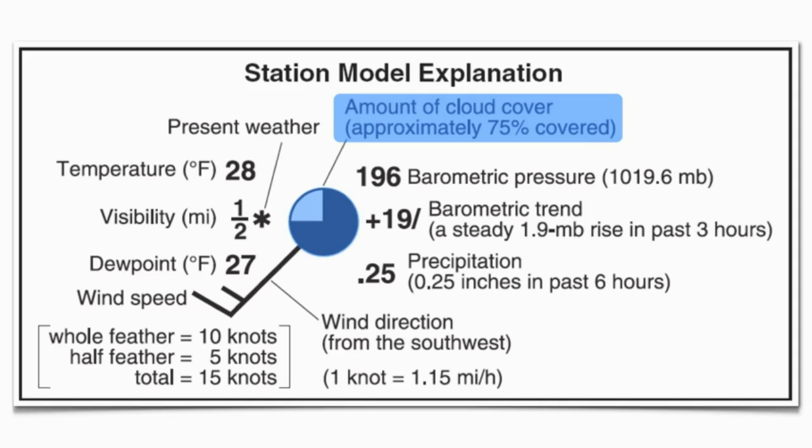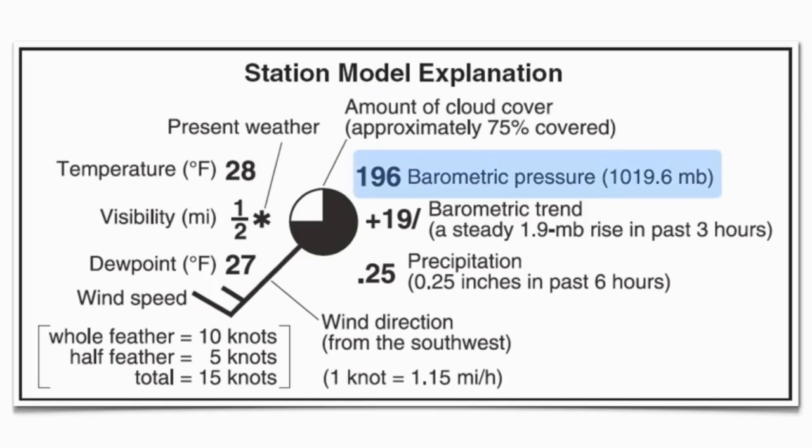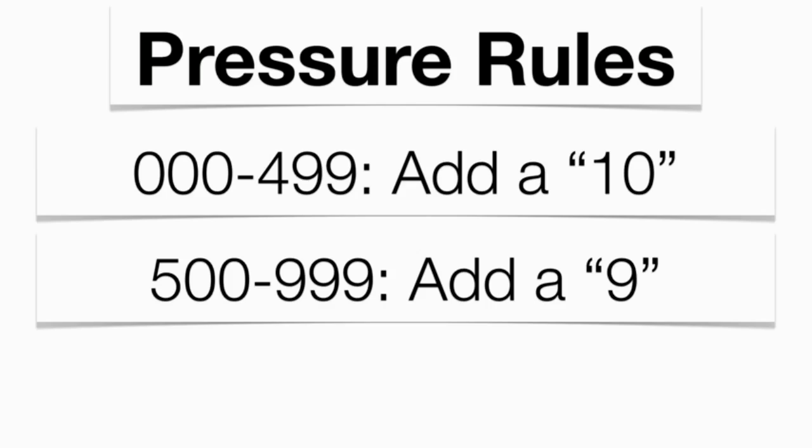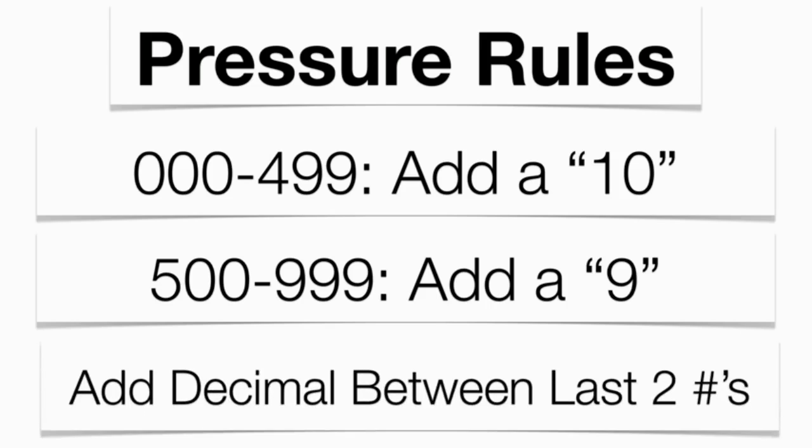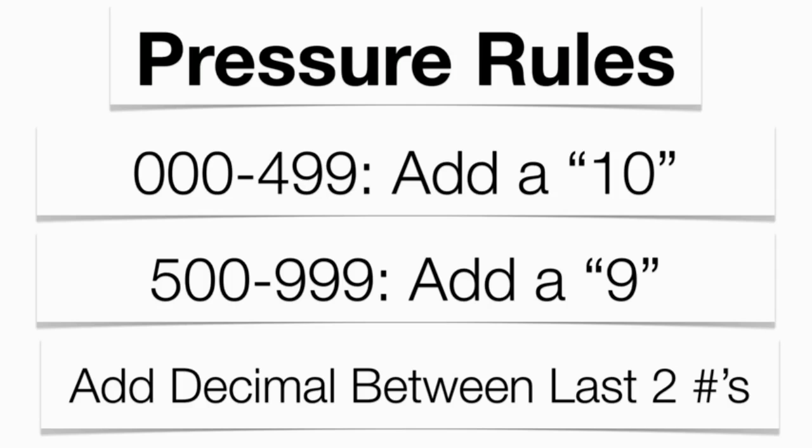Probably one of the more common questions asked of a station model is going to be from your barometric pressure. Now, your barometric pressure on a station model is always going to be a 3-digit value. Now, there's a little rule that you need to follow in order to figure out exactly what the air pressure is going to be. So here are your rules. If your pressure value on your station model is between 000 and 499, you're going to put a 10 in front of that. If your number is between 500 and 999, you're going to put a 9 in front of your value. What you're going to do then, you're going to put a decimal in between the last two numbers. That'll give you your entire pressure from that station model.